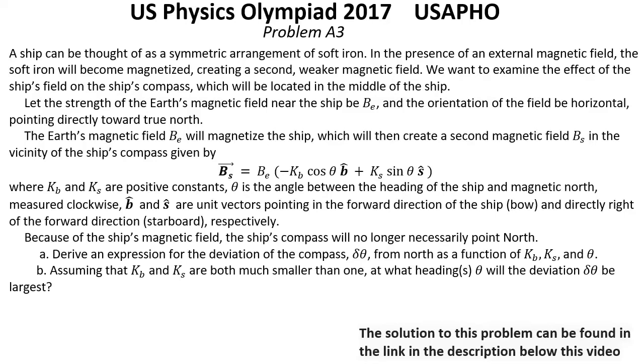Question A. Derive an expression for the deviation of the compass delta theta from north as a function of KB, KS and theta. Question B. Assuming that KB and KS are both much smaller than 1, at what headings theta will the deviation delta theta be largest?